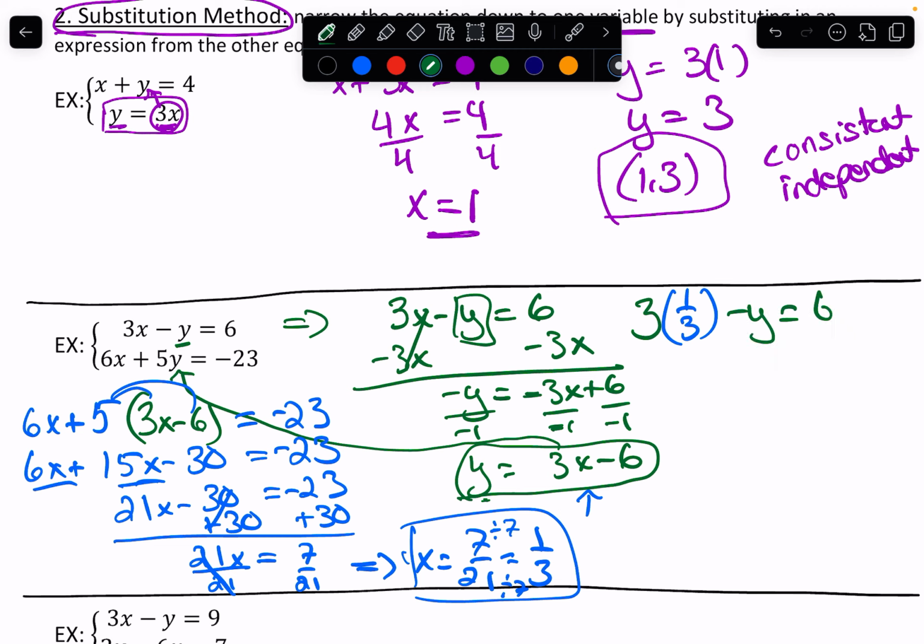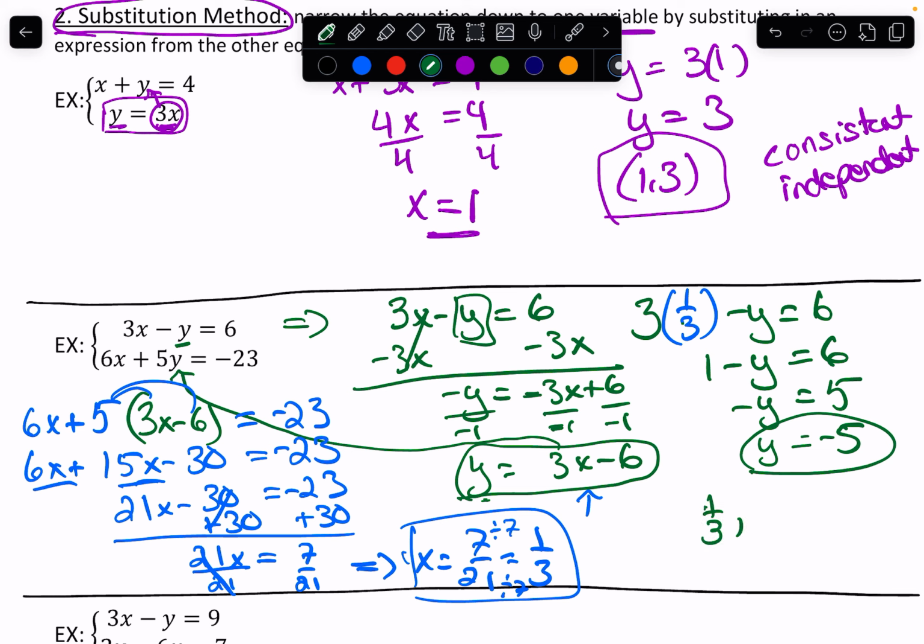minus y equals 6. Well, 3 times 1/3 is going to be 1, so 1 minus y equals 6. We subtract 1 from both sides, we get 5, and then we divide by -1, we get -5. So our answer is going to be our x coordinate is 1/3 and our y coordinate is -5. So again, we get an ordered pair as our answer. So there's one solution. This is consistent and independent.